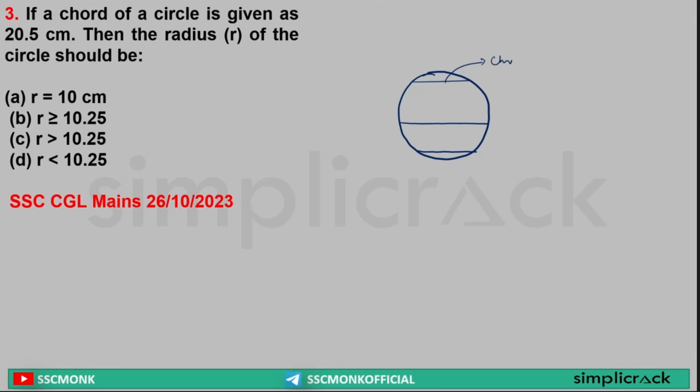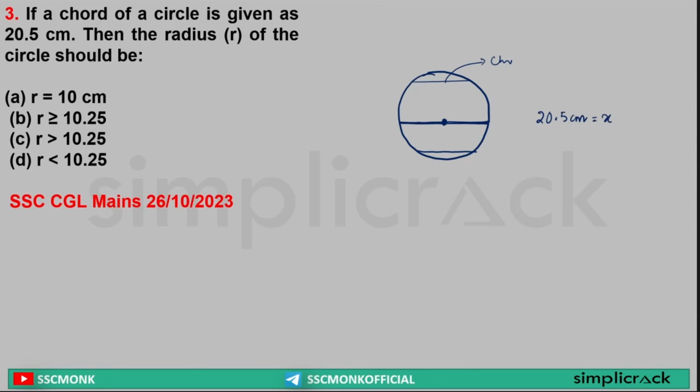Now if a chord passes through the center, it is known as what? It is known as diameter. And remember, this diameter is the lengthiest chord. Lengthiest means that is the maximum value of a chord that can be possible in a circle. Now, it is saying the chord length is 20.5.